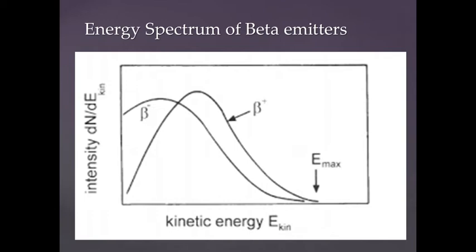Now we will see the energy spectrum of beta particles, just as we saw the energy spectrum of alpha particles. In the alpha spectrum, the alpha particles are emitted in certain groups. It could be 3 groups, 4 groups, 5 groups, like that. And this kinetic energy is very, very close to Q.